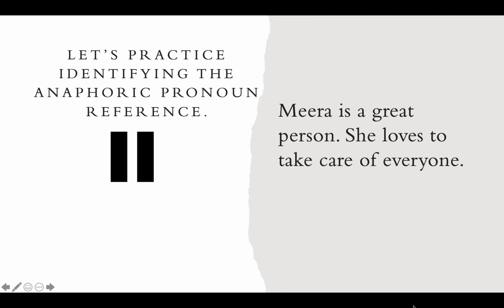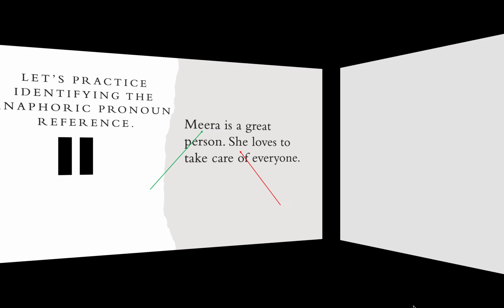In this sentence, Mira is a great person. She loves to take care of everyone. Our anaphoric pronoun is she. She is referring to Mira. Hope you got that correct. Let's practice some more.